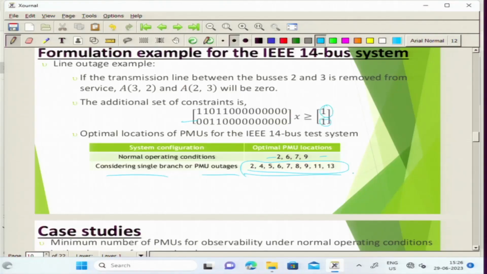So if you have to consider at least minimum measurement even during single branch outage or PMU outages, then you have to increase the placement of PMU locations to multiple buses. Now in this case, earlier it was just 4 PMUs, now it would be increased to 1, 2, 3, 4, 5, 6, 7, 8, 9. It increases to 9 PMUs.